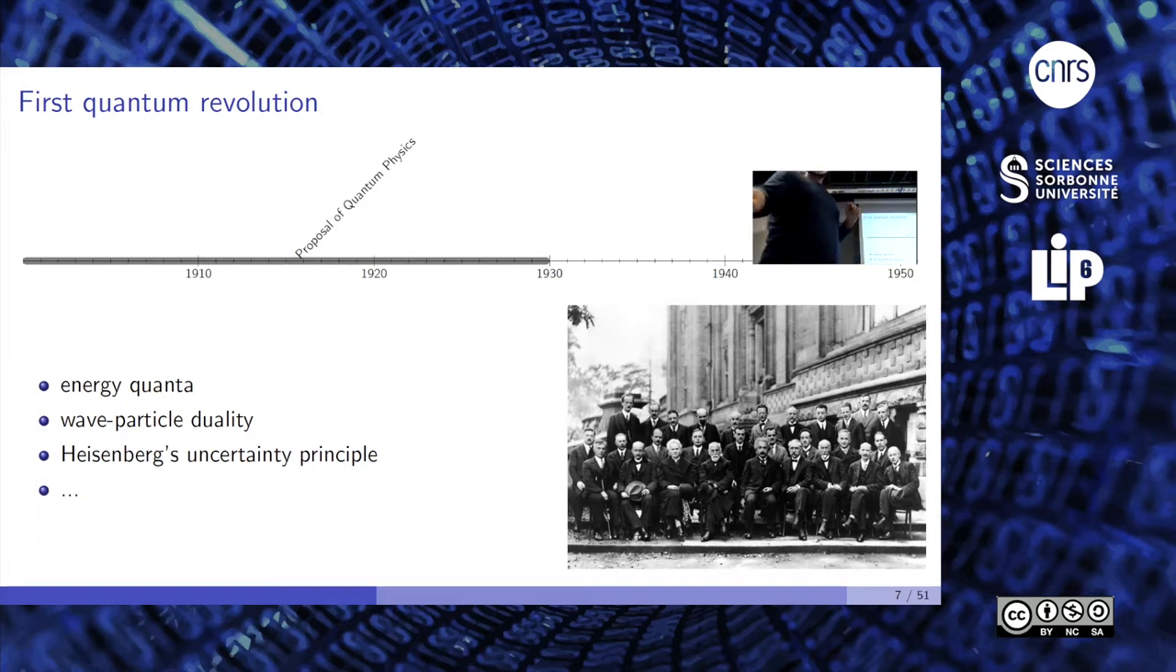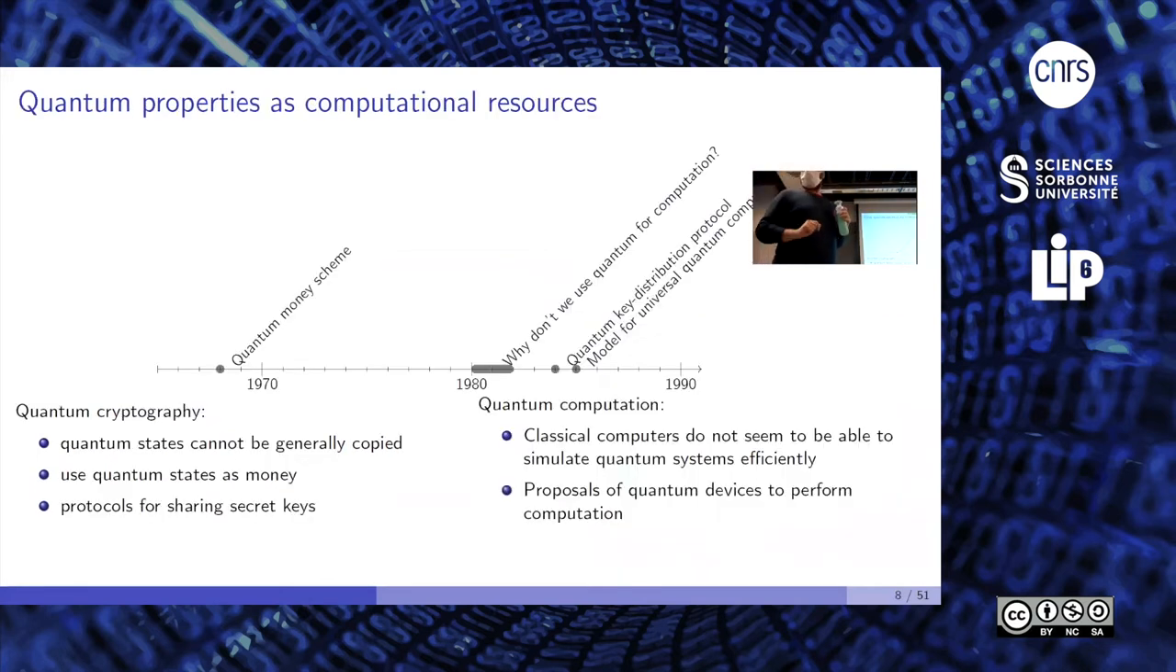This theory of physics brought a lot of new concepts, and from the physics perspective it allowed us to create new materials, to study new objects, and so on. But we're not in a physics lab, we're in a computer science lab, right?